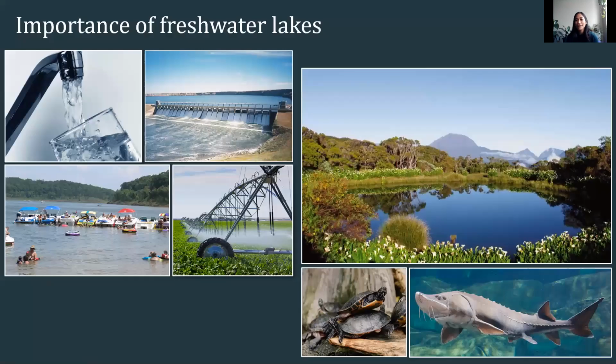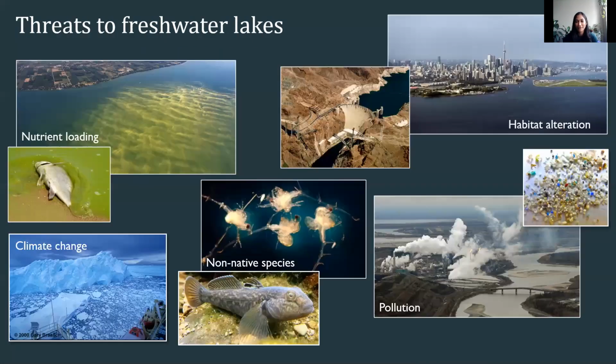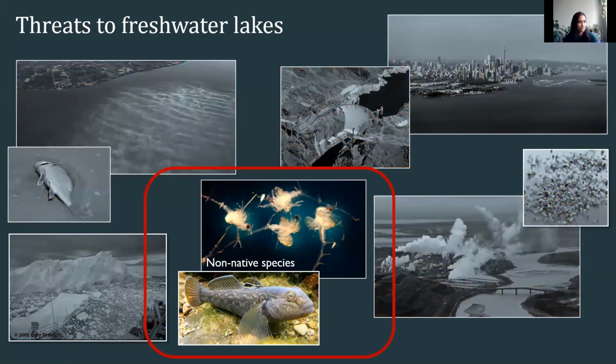So first of all, we can all agree that freshwater lakes are important for the variety of ecosystem services they provide, for example, drinking and irrigation water, electricity production and recreation, as well as for the rich biodiversity that they support. So unfortunately, freshwater lakes currently face various threats, especially of human origin. So these stresses come in the form of climate change, pollution and various types of contamination. We've got habitat changes, as well as the spread of non-native species, which is what I'll be focusing on today.